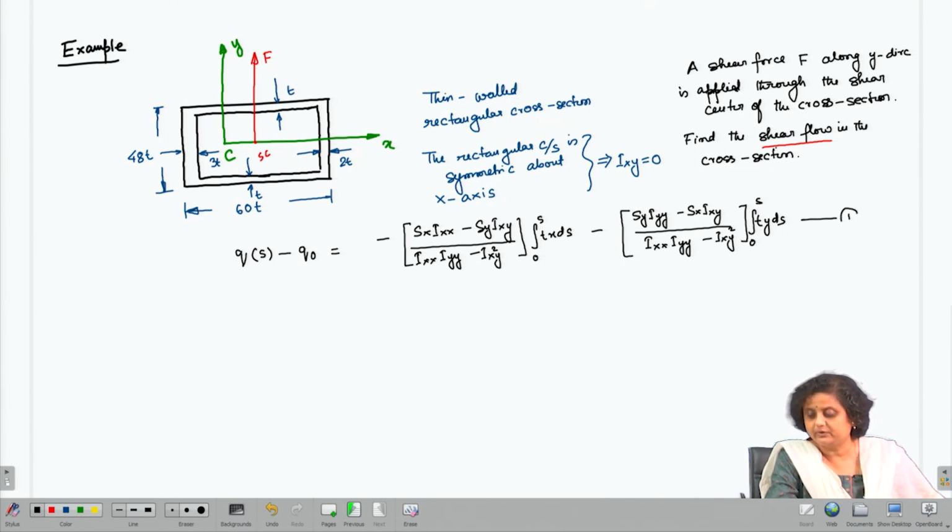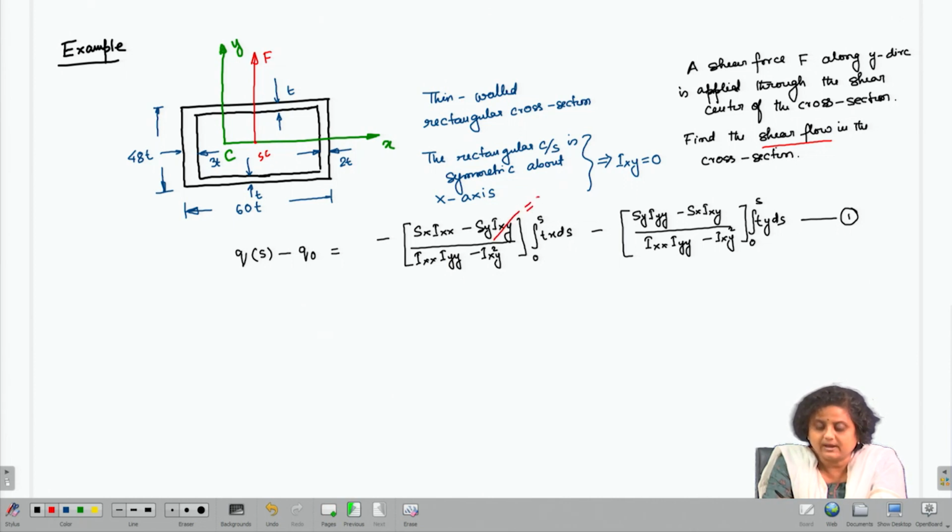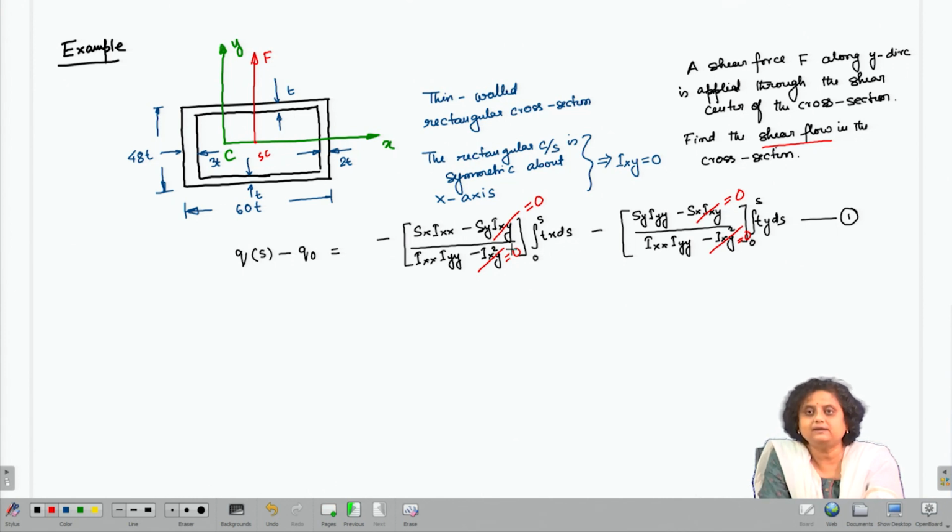So, this is equation 1. Now, let us see what will happen to this equation for our particular problem. For this equation, I x y is equal to 0, because it is symmetric. It has a symmetry about x axis. Now, we also know that S y is f, that is given. So, S x is equal to 0.